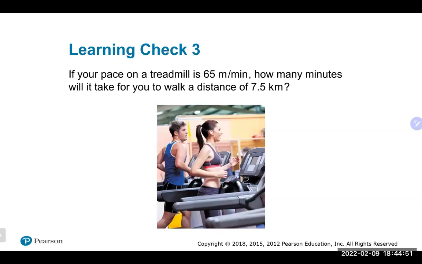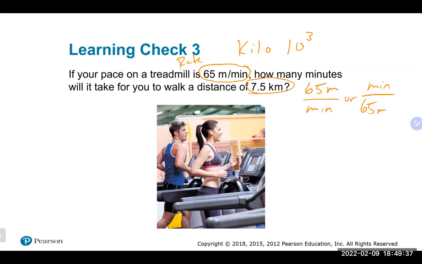All right, let's try one here. If your pace on the treadmill is 65 meters per minute, how many minutes will it take you to walk 7.5 kilometers? Let's see what we need here. We'll go with kilo is 10 to the 3. All right, take a moment, see what you come up with. Let's take a look. So 65 meters per minute, that's what we often refer to as a rate. It's how far you're going in a certain period of time, distance per time. This is the distance we want to go. This is a conversion factor, 65 meters per minute, that we would take from the problem here, and we could use it either way if we needed to.